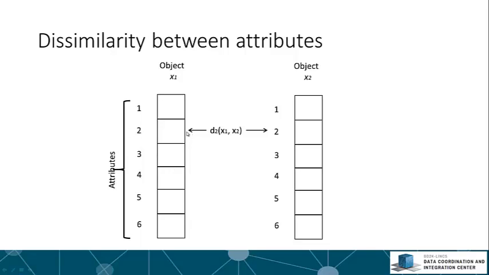And we're going to think about what is the dissimilarity between, for example, the second attribute of these two objects, and this is written as d sub 2 of x sub 1, x sub 2. So you might like to think here of this as the expression level of gene 2, and we're looking at some dissimilarity between the expression level in the two microarray samples.